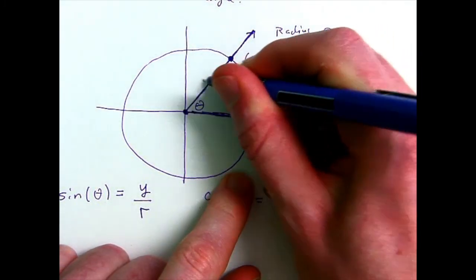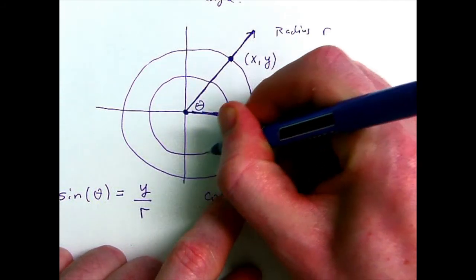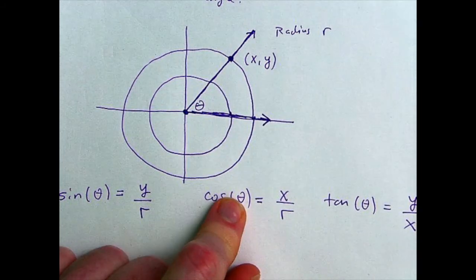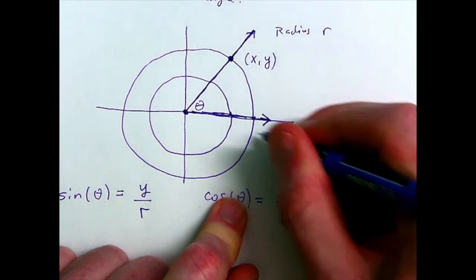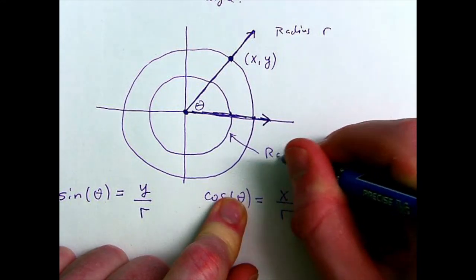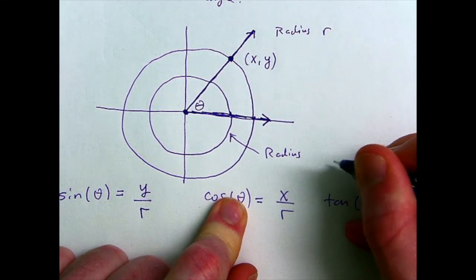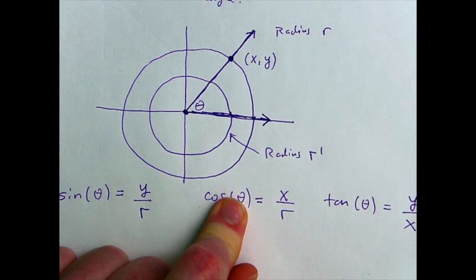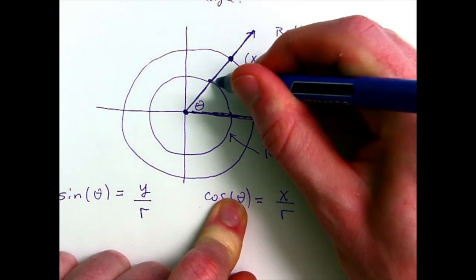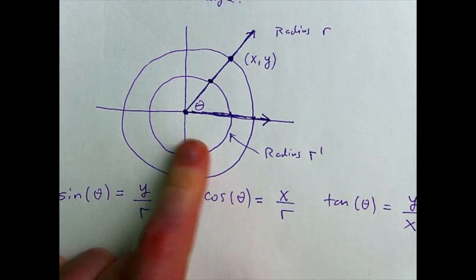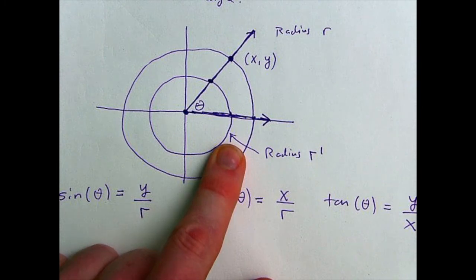Well, in order for these functions to be well defined, it had better not matter what radius you choose. Okay, I claim it actually doesn't matter the radius of the circle. Believe it or not, it doesn't matter what radius you choose for your circle. The sine, cosine, and tangent functions will produce the same value regardless of what r is. And I just want to prove that to you.